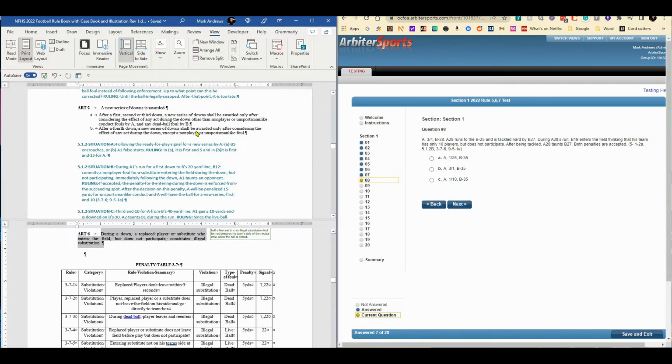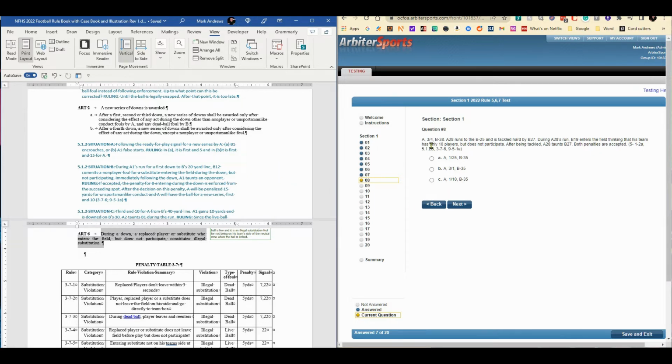512 talks about a new series of downs being awarded. It says, after a first, second, or third down, a new series of downs shall be awarded only after considering the effect of any act during the down, other than non-player or unsportsmanlike conduct fouls by A, or any dead ball foul by B. Is that all clear to you?